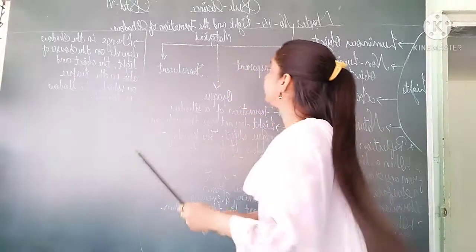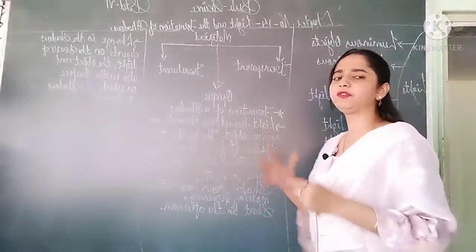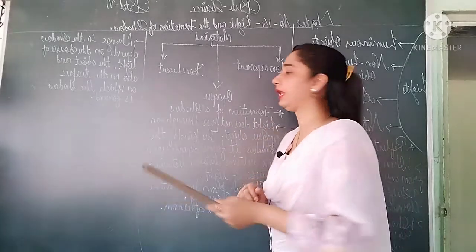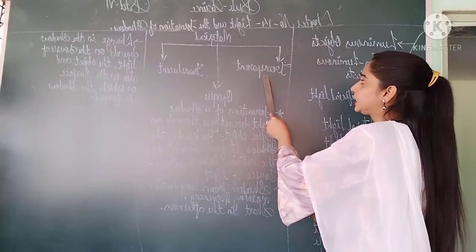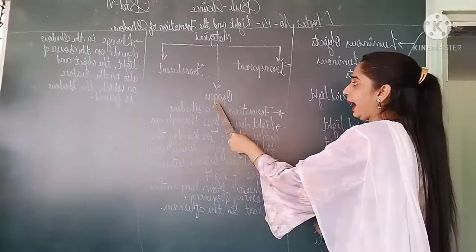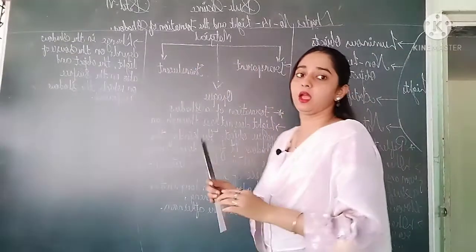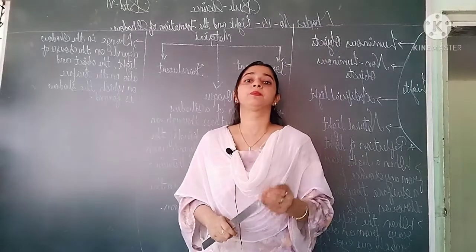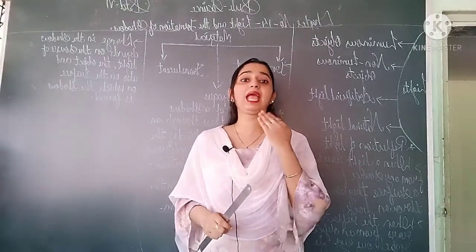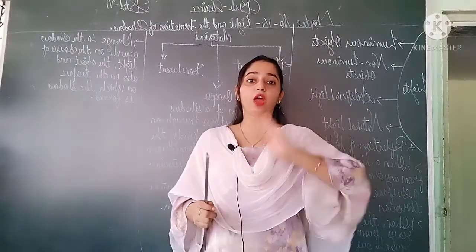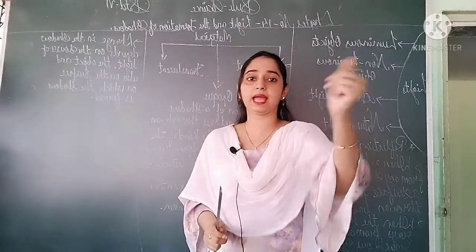Now the next is materials. There are different materials through which we can see any object. For example, here we have transparent, opaque and translucent. What is transparent? Transparent means we can easily see the image clearly from here to the other side also.